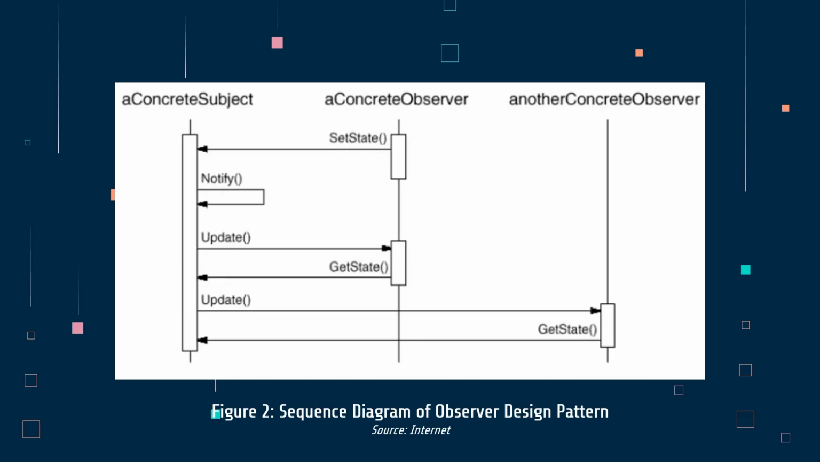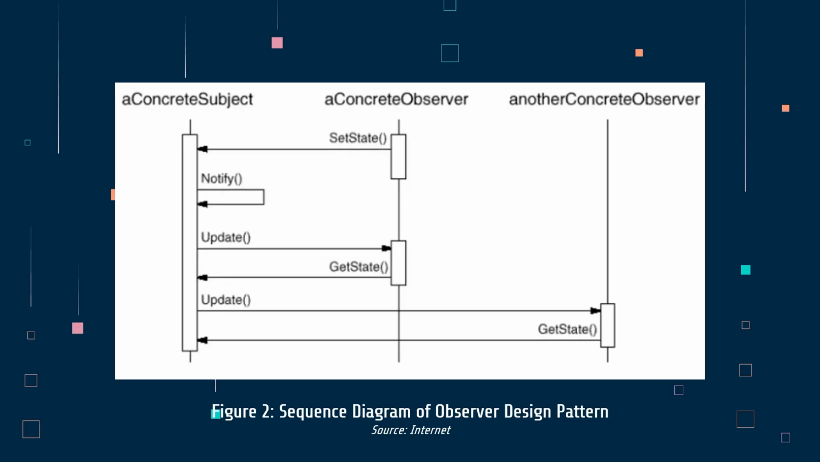The second figure, sequence diagram of the observer pattern. This sequence diagram demonstrates the interaction between objects in the observer pattern. First of all, the state changes, namely setState, as the concrete subject updates its state. Secondly, notification, namely notify. The subject notifies all registered observers about the change.